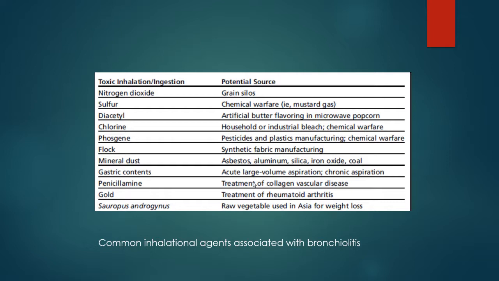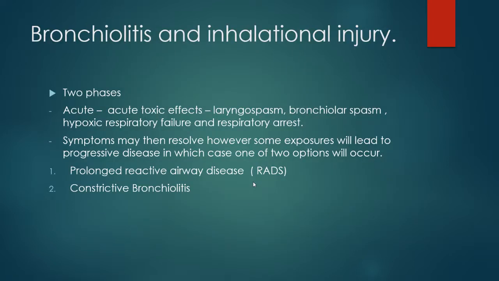So pretty much any noxious gas can cause acute airway inflammation, which may resolve or may progress to a more permanent injury with associated findings. There are two phases of the acute inhalational injury. You have the acute toxic effects, which are more related to the noxious qualities of the gas. The patient develops laryngospasm, airway spasm, hypoxic respiratory failure, and sometimes progresses as severe as respiratory arrest. Symptoms may then resolve. However, some exposures will lead to progressive disease, and either of two things will happen. They will develop prolonged reactive airway disease, which may respond to bronchodilators, and or constrictive bronchiolitis.